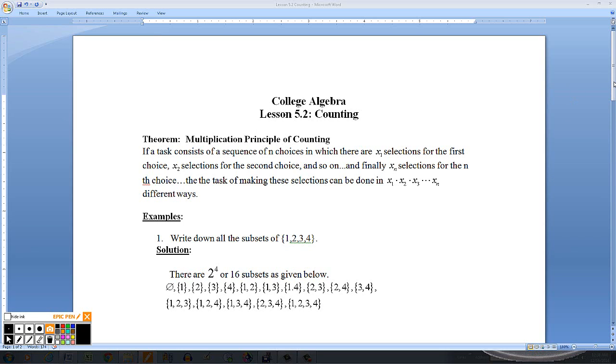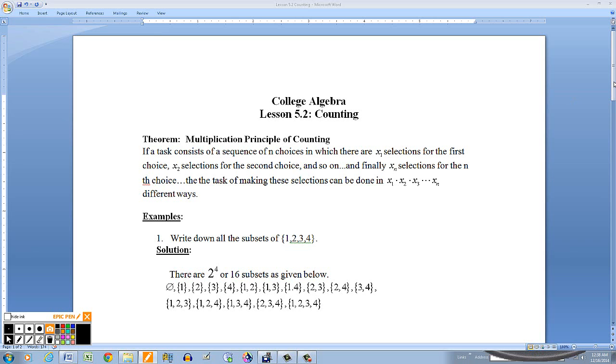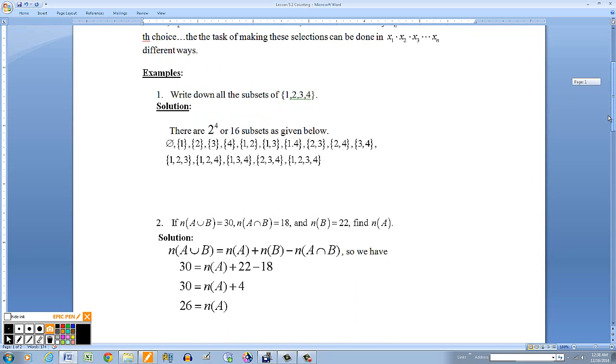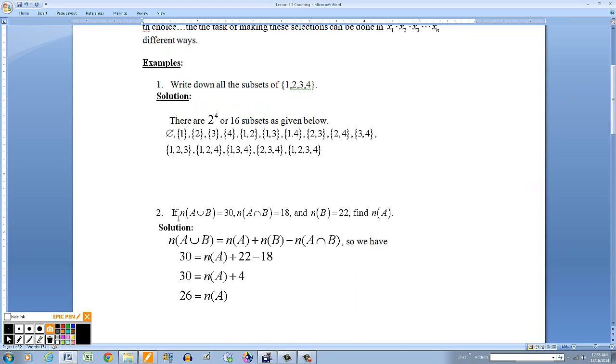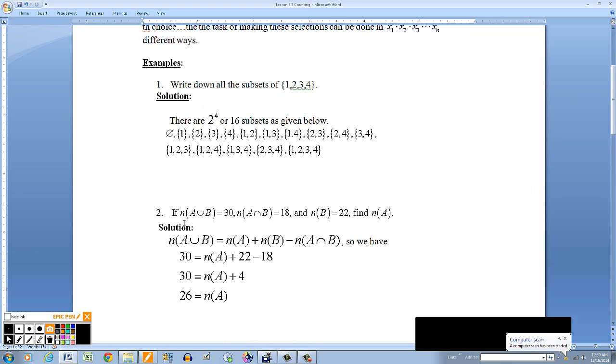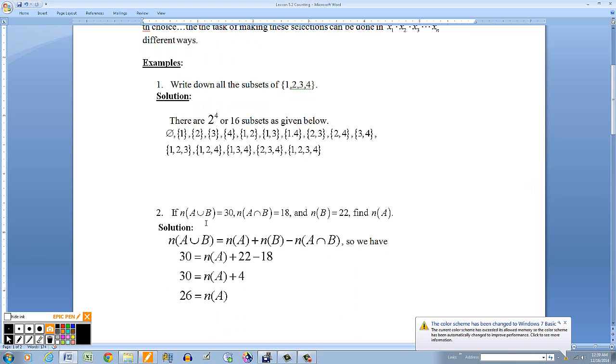Okay, go to the next one. We went over the formula for this in the last lesson. It says if the cardinality of A union B, remember n of A union B, and the n here means the cardinality or the number of elements or components of that set. So the number of components in the union of A and B is 30. The number of components in the intersection is 18. The number of components in set B is 22. And we want to find the number of components in set A.